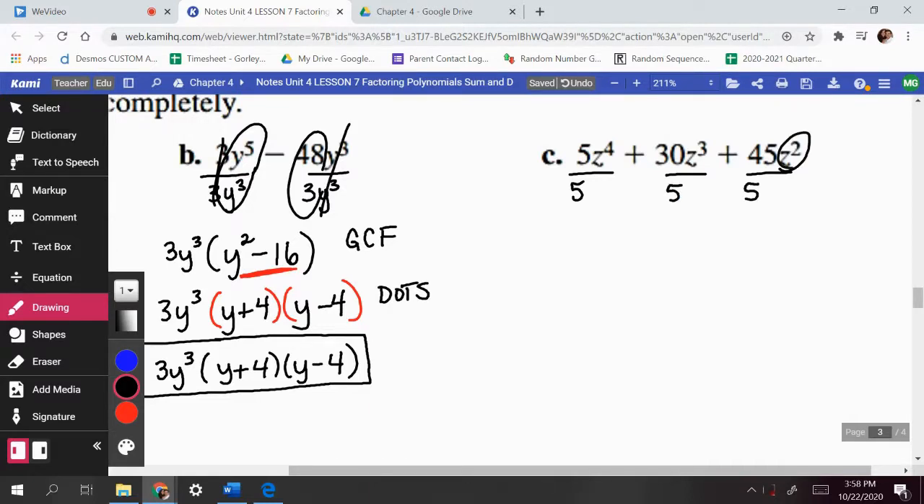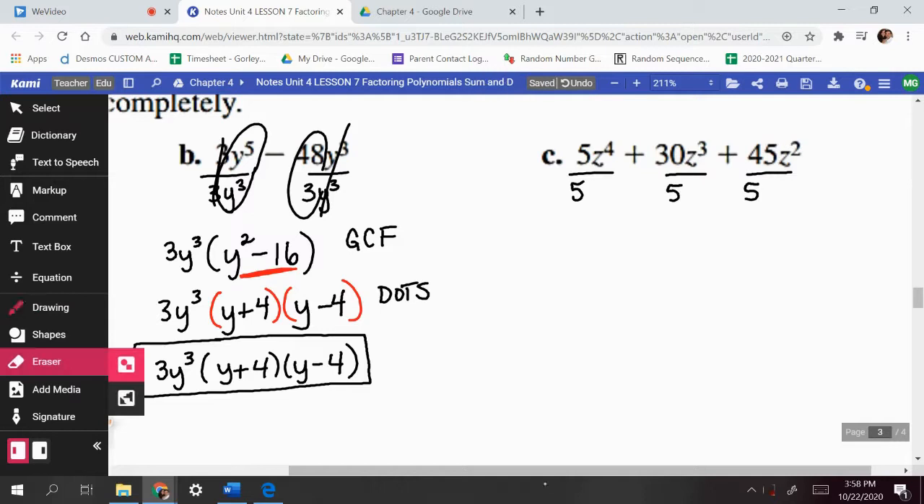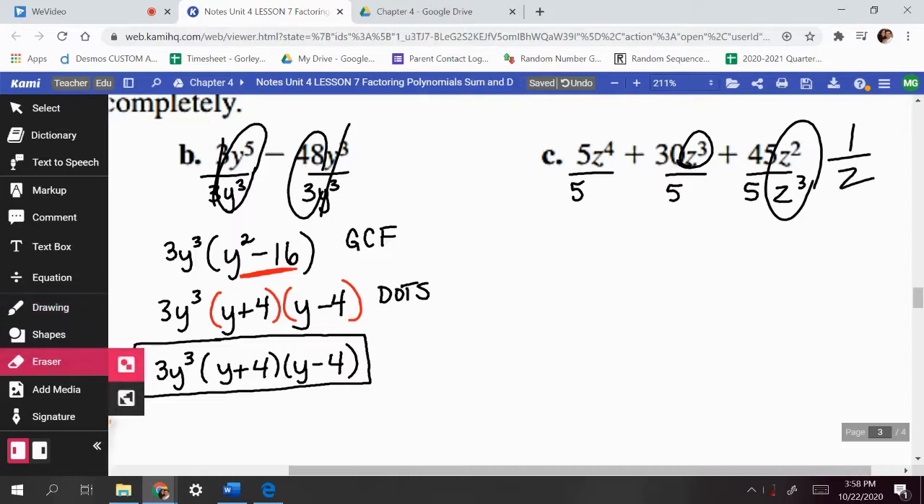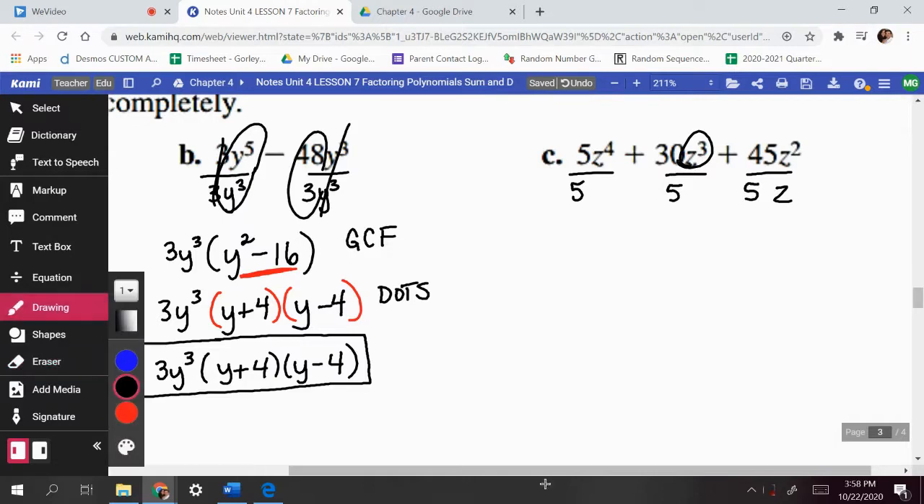And the lowest power here is z squared, right? I don't want to choose something like z cubed, because if I did z cubed, see how here we'd get 1 over z. I want it to divide evenly. Okay, so we're going to use z squared instead, because all of the terms will be divisible by z squared.